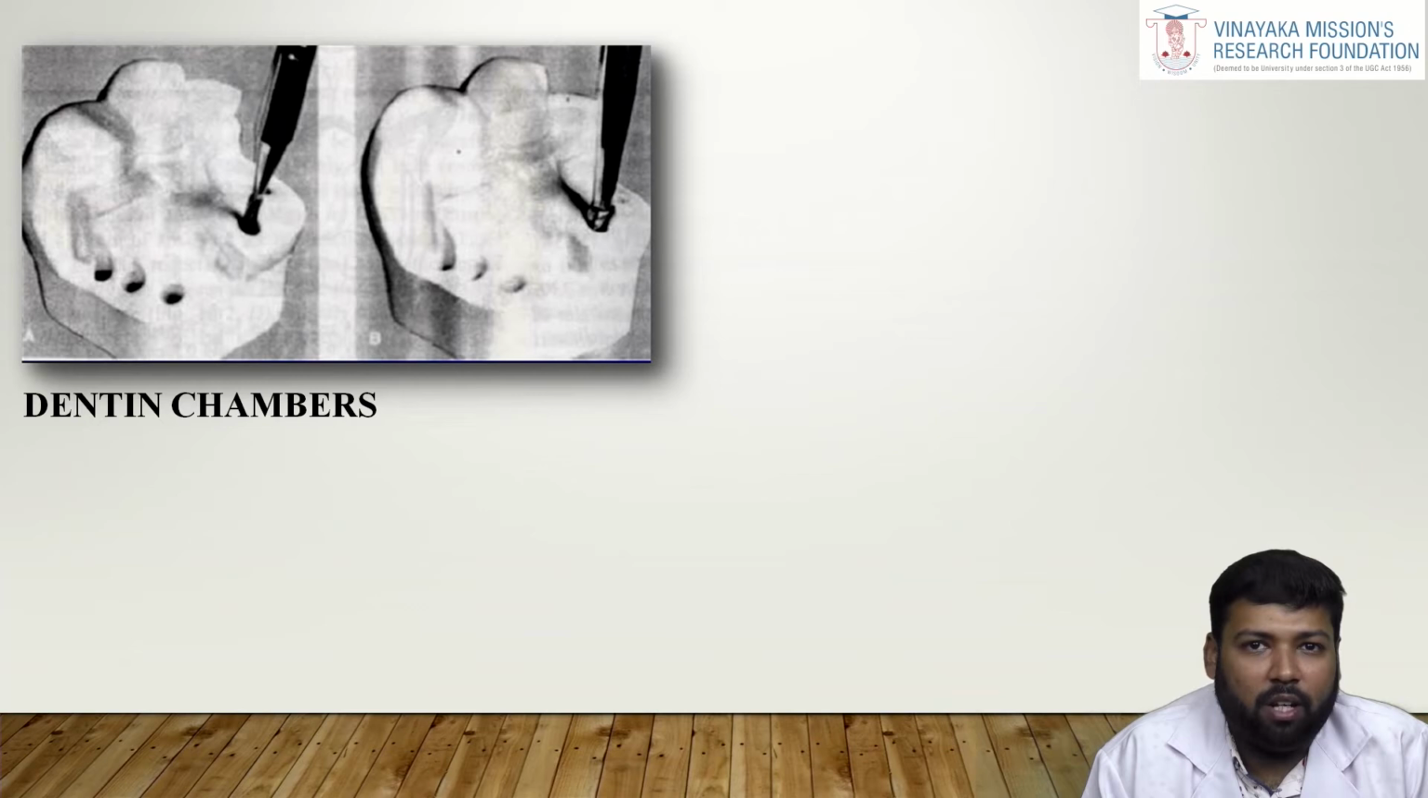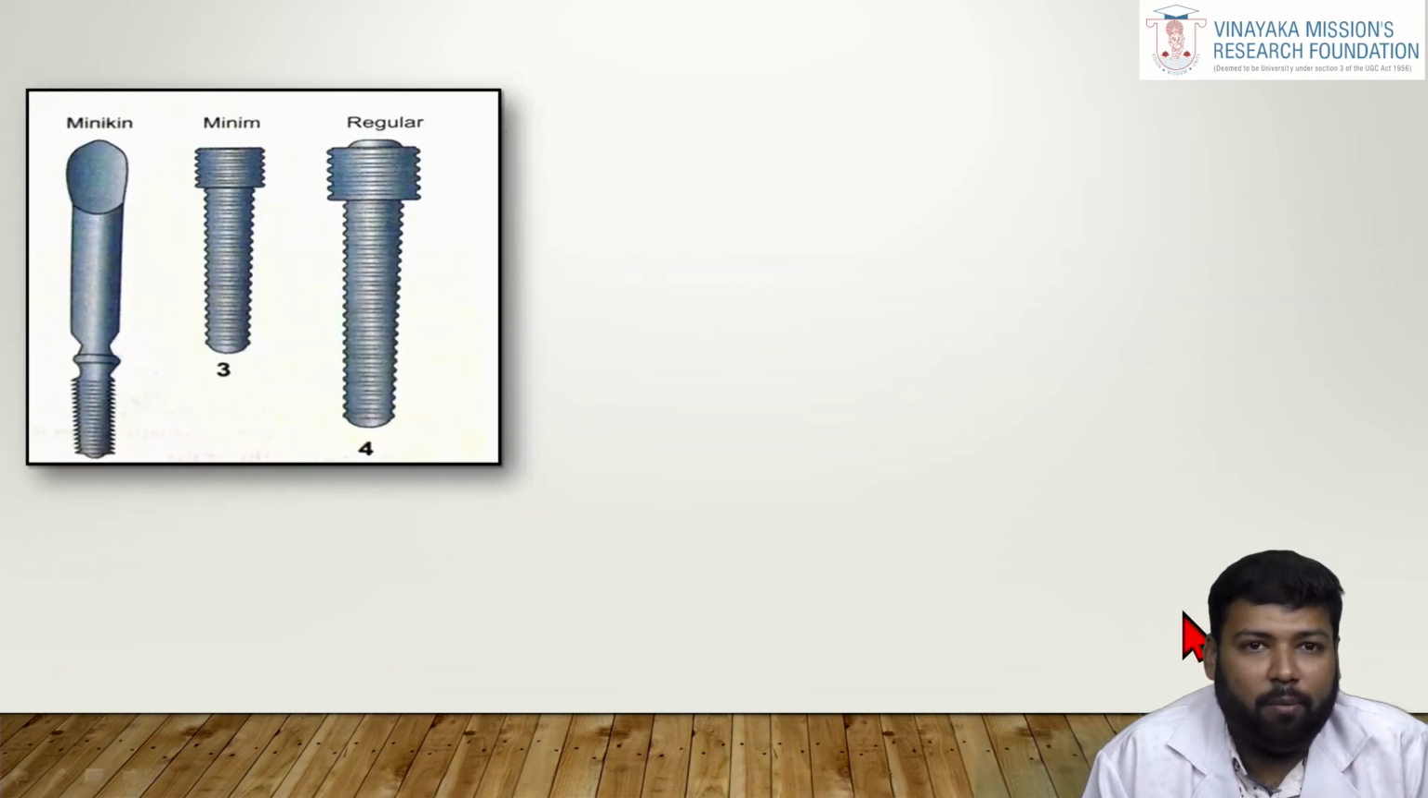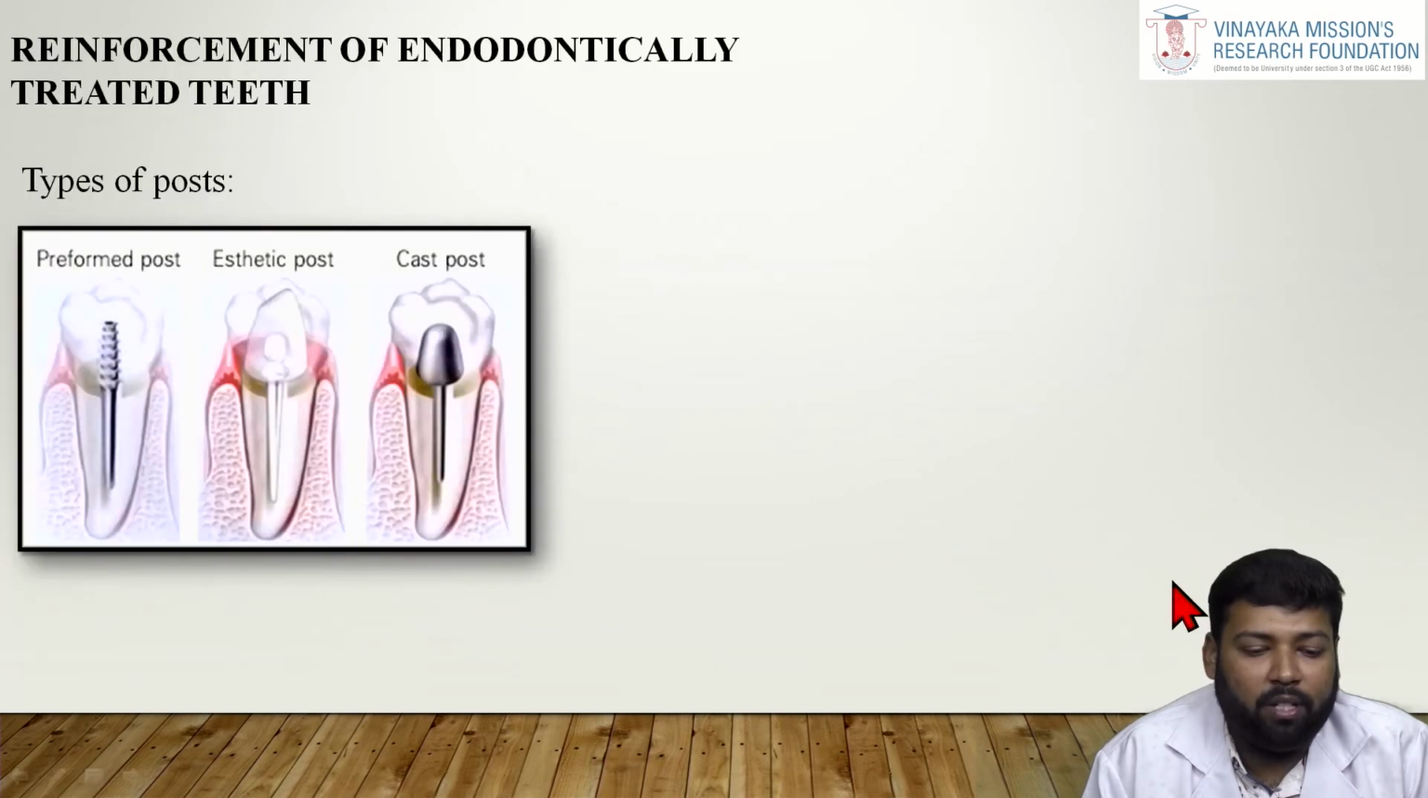Dentine chambers are prepared in the floor of the cavity with a burr parallel to the external surface of the tooth. The depth of the dentine chamber should be 2 mm. The junction between the pulpal floor and the walls of the chamber is beveled with a round burr to avoid sharp stress concentration. Next is the pin retained restoration. There are 3 types of pins: cemented pin, friction locking and self-threading pins. TMS, threaded matter system, pins include minikin, minim and regular pins.